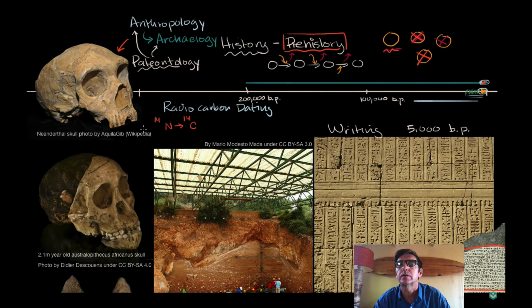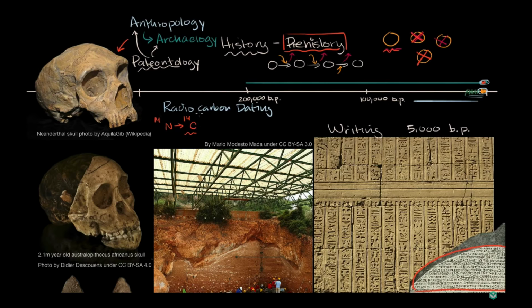Nitrogen, through interactions with the solar wind and cosmic particles, becomes radioactive carbon 14. The carbon 14 becomes part of carbon dioxide, incorporated into plants through photosynthesis, which then get eaten by animals. So while something is living, they will have a certain amount of carbon 14 in their tissue. But then once they die, they're no longer adding more carbon 14.